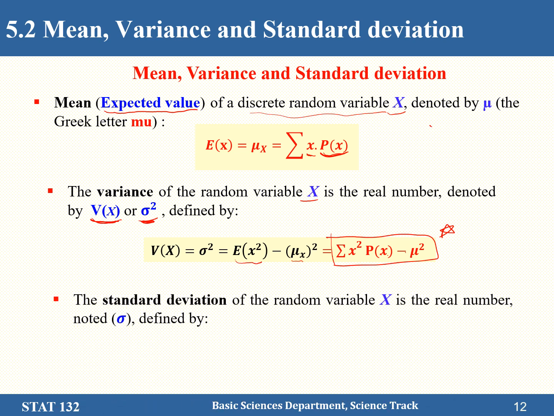And as usual, the standard deviation is defined by the square root of the variance. So you will find the variance, put it here and take the square root, and you will get the standard deviation of the random variable X.